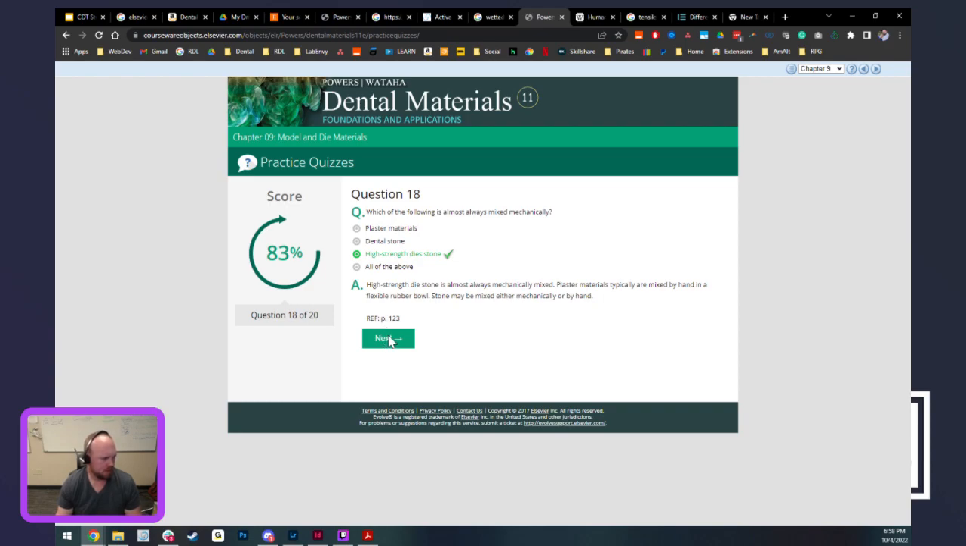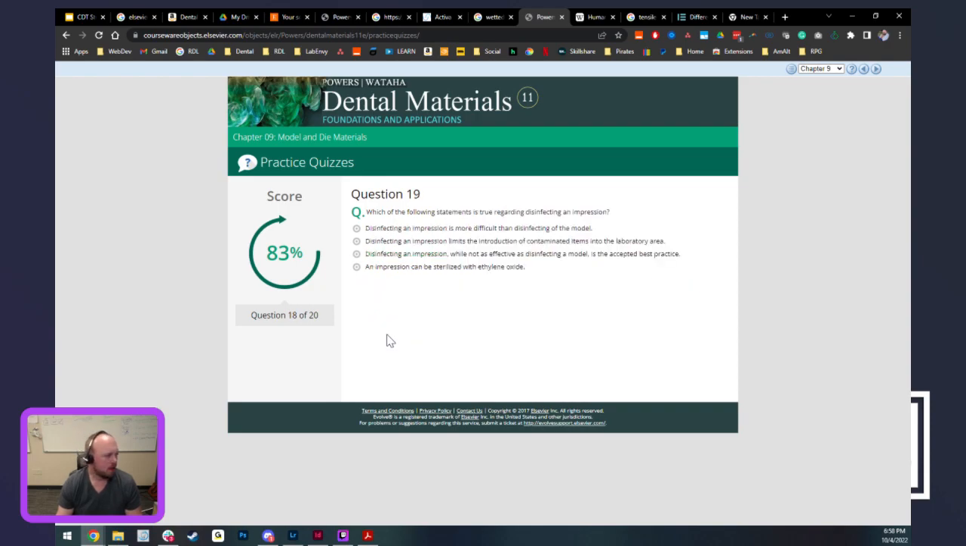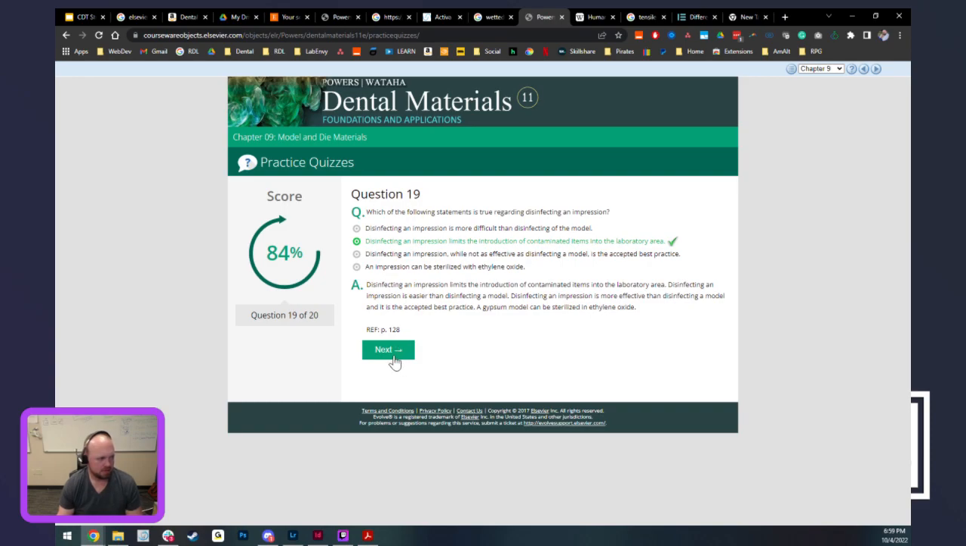Which of the following statements is true regarding disinfecting an impression? Disinfecting an impression is more difficult than disinfecting of the model. No. Disinfecting an impression limits the introduction of contaminated items in the laboratory area. Yes. Disinfecting an impression, while not as effective as disinfecting a model, is the accepted best practice. No. An impression can be sterilized with ethylene oxide. I don't know. It's this one.